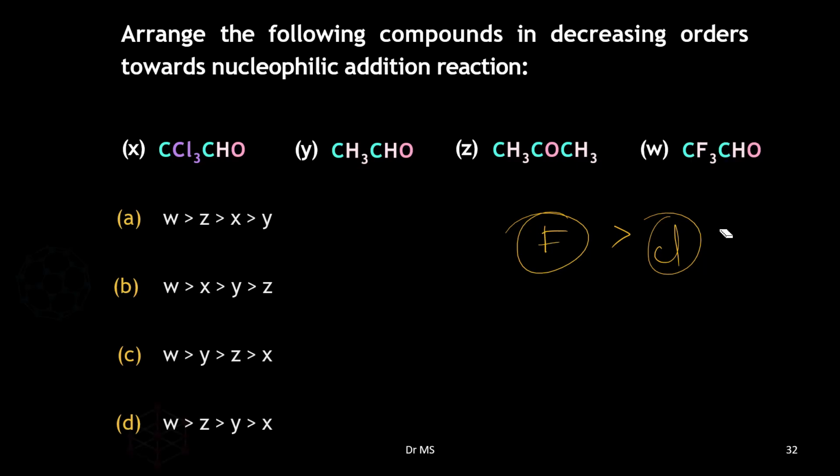So I told you, if it is more electronegative, that means it will pull more electrons towards it. And it will create electron deficiency on the carbonyl compound. And then the chlorine will do the same. Now try it. So what will be the answer? Tell me which is the option.